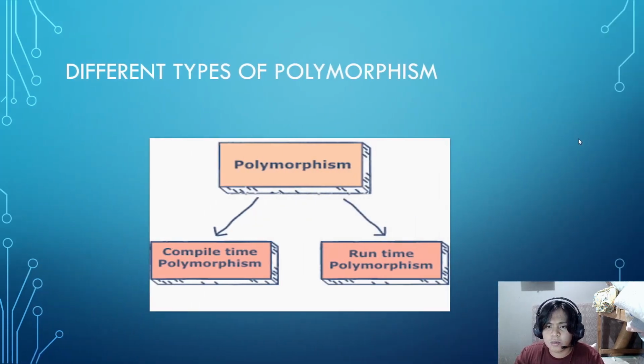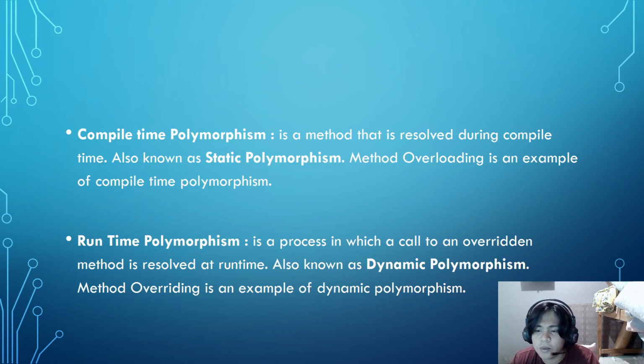Now there are two types of polymorphism: compile time polymorphism and runtime polymorphism. Compile time polymorphism is a method that is resolved during compile time. It is also known as static polymorphism, and method overloading is an example of compile time polymorphism. Now, runtime polymorphism is a process in which a call to an overridden method is resolved at runtime, also known as dynamic polymorphism. Method overriding is an example of dynamic polymorphism.